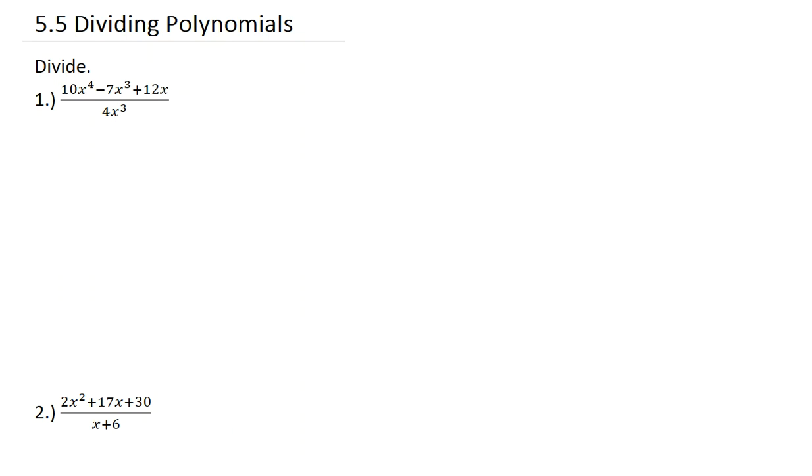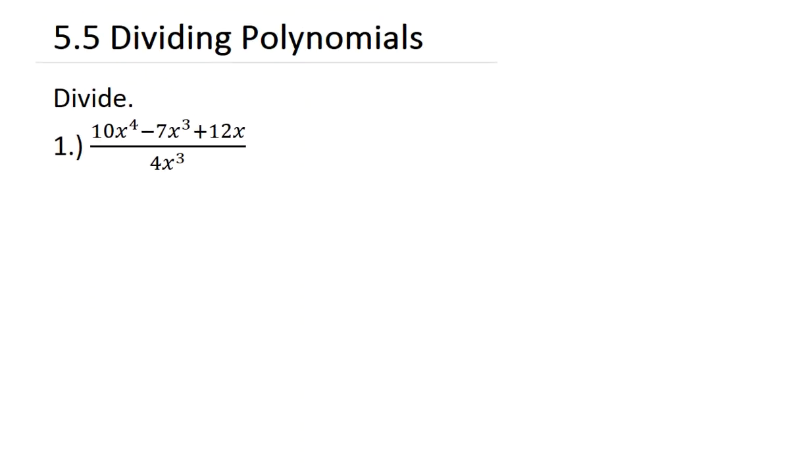In 5.5, we're going to talk about dividing polynomials. We're going to start by taking a look at dividing a polynomial by a monomial. And if you remember what a monomial is, it means one term. So you'll see in number 1, it is 4x cubed. So that's one term. With a monomial, just like any other number dividing a polynomial, what you're going to do is you're going to divide each one individually.